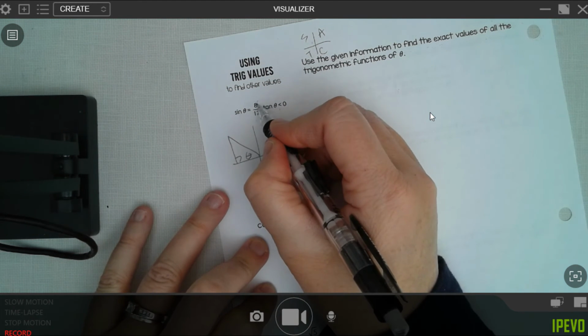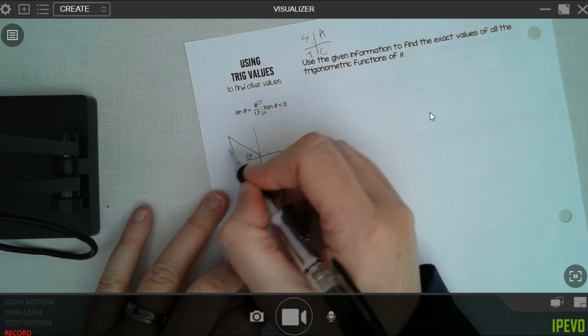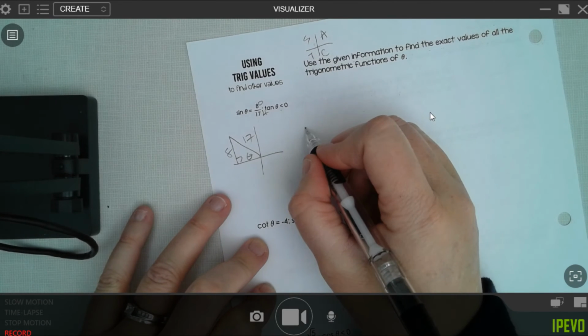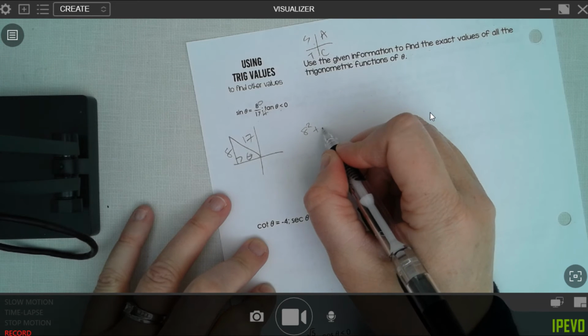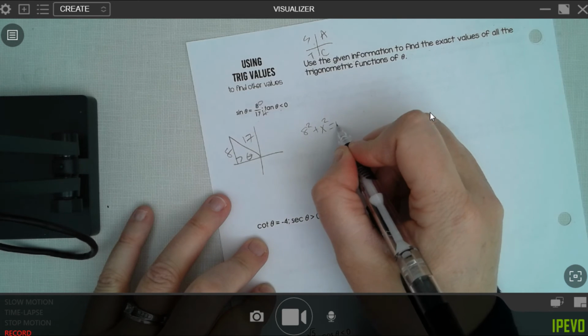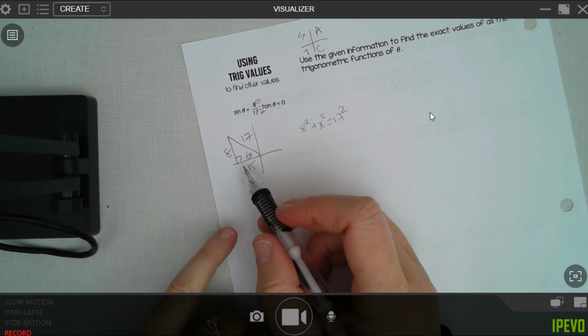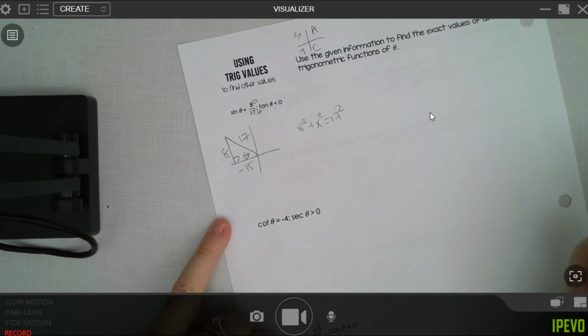So remember, this is opposite over hypotenuse. Your opposite is 8, and your hypotenuse is 17. Use the Pythagorean theorem. This time you do 8 squared plus x squared equals 17 squared. And so you're going to be doing 17 squared minus 8 squared to solve it, and square root that number. And remember, that was 15. Now this is 15, but you have to pay attention. We're going in the negative direction here, so you'd have to put a negative in front of it.